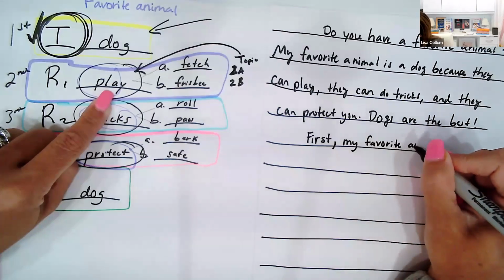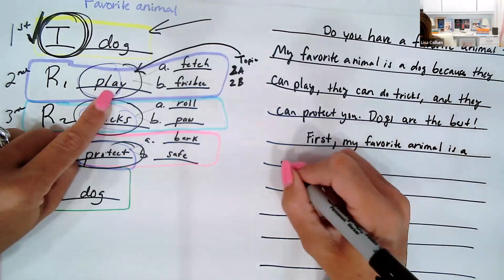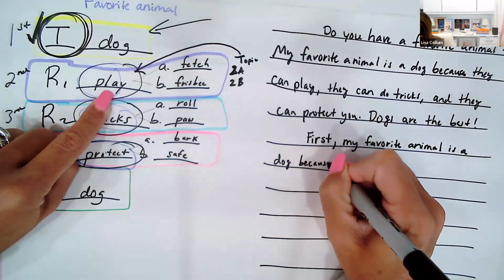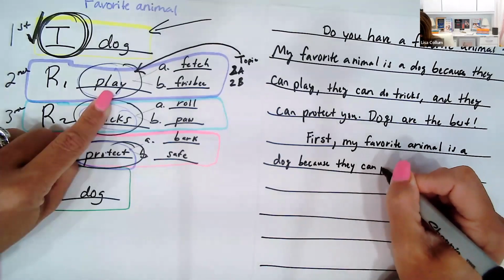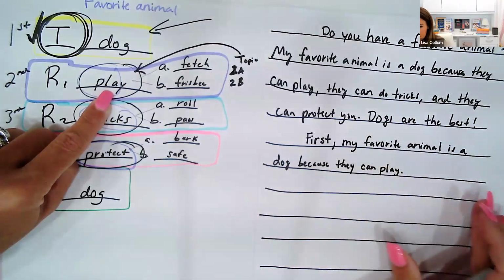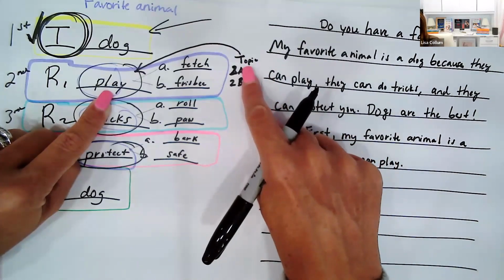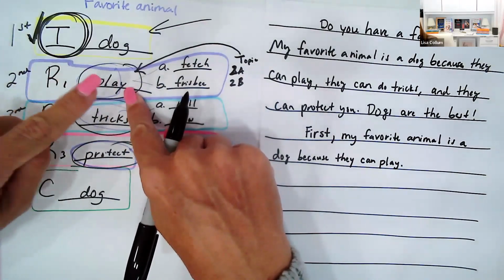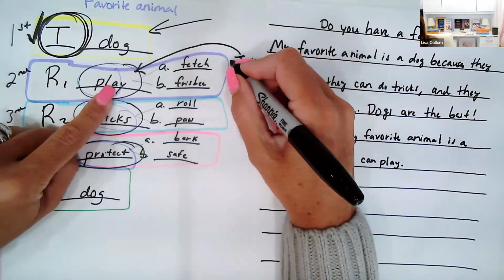First, my favorite animal is a dog because they can play. Okay, that's my topic sentence. That's T, topic. You're just telling your reader what your topic is. You like dogs because they can play. So after you write your topic sentence, I'm going to put a little check next to topic.